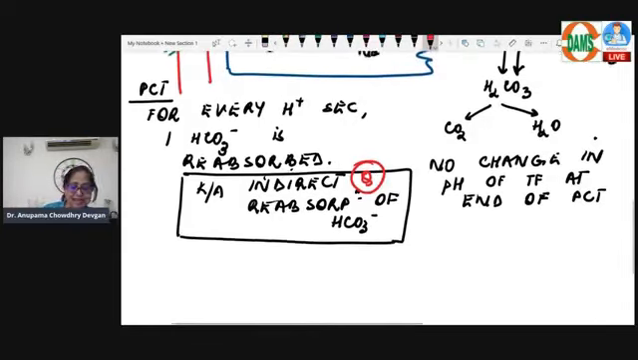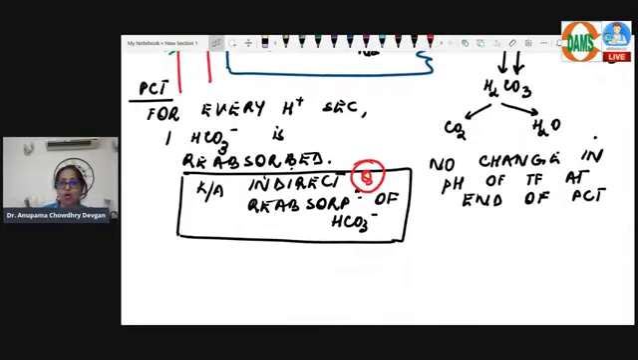So if I say 4,200 millimoles of H plus is secreted in the PCT, how much bicarbonate is reabsorbed in the PCT? Answer this question.